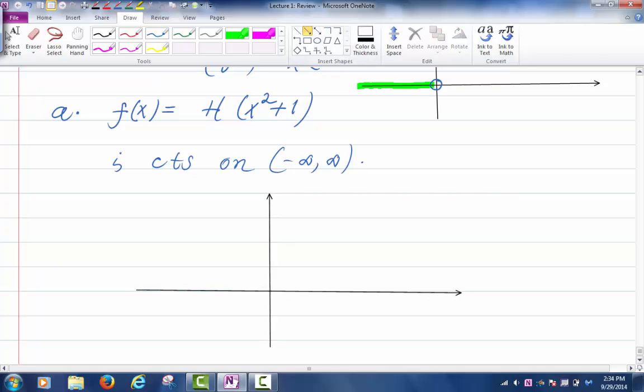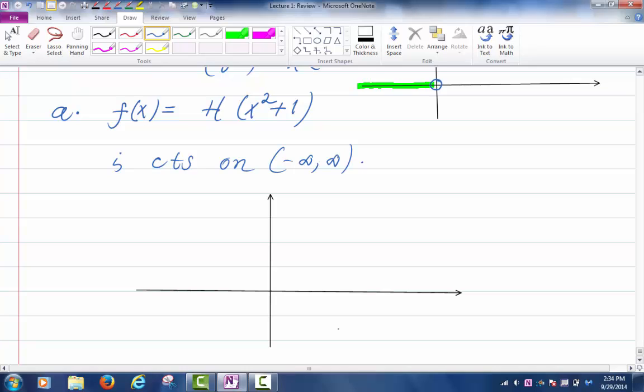Well, think about this. The function f is h of x squared plus 1. X squared plus 1 is always, you said, positive, right? Strictly positive. And what happens when you evaluate h at a positive number? What do you get? 1, right? The Heaviside function, when the input is positive, the value is 1. When the input is negative, the value is 0, right?